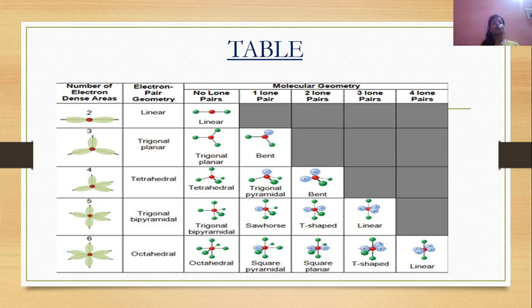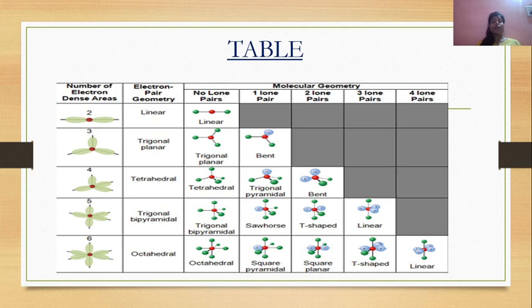In the fourth one, the molecule has tetrahedral geometry without any lone pairs. But if it has one lone pair, it acquires trigonal pyramidal geometry. And if it has two lone pairs, it will acquire a bent shape. In the fifth case, in which the molecule has five bond pairs, the molecule acquires trigonal bipyramidal geometry without any lone pair. But if it has one lone pair, it acquires seesaw geometry. If it has two lone pairs, it will acquire T-shaped geometry. Or if it has three lone pairs, it will acquire linear geometry.